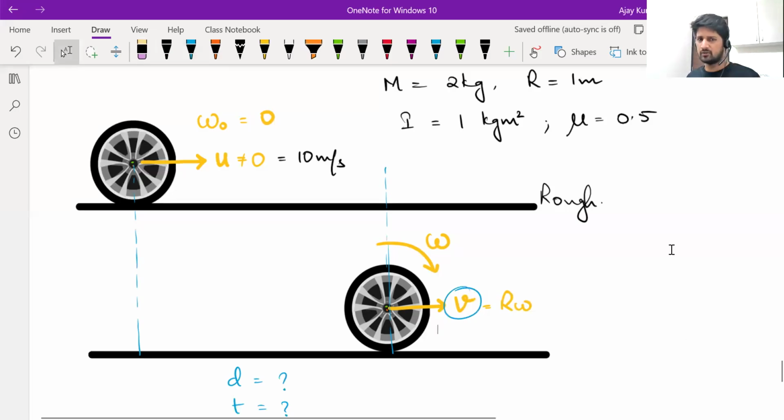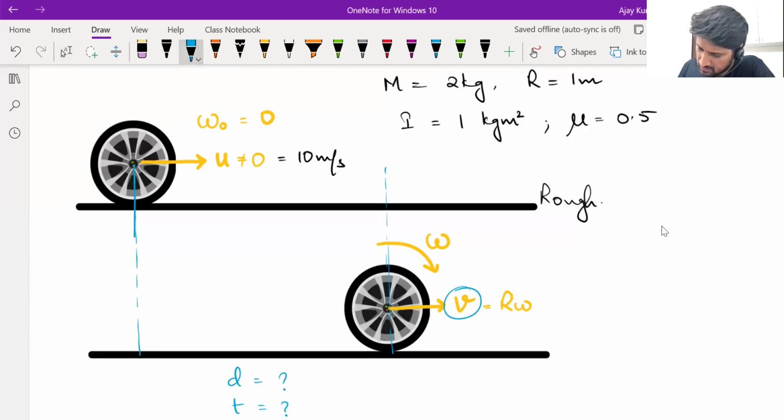You know all this is happening due to friction. Friction itself produces acceleration. There's no other force to produce acceleration. And friction itself produces torque. Keep these points in mind and solve. So let's first visualize the forces acting on it. One is its weight, which is 20 newtons. Normal force will be balancing its weight, so normal force is also 20 newtons.